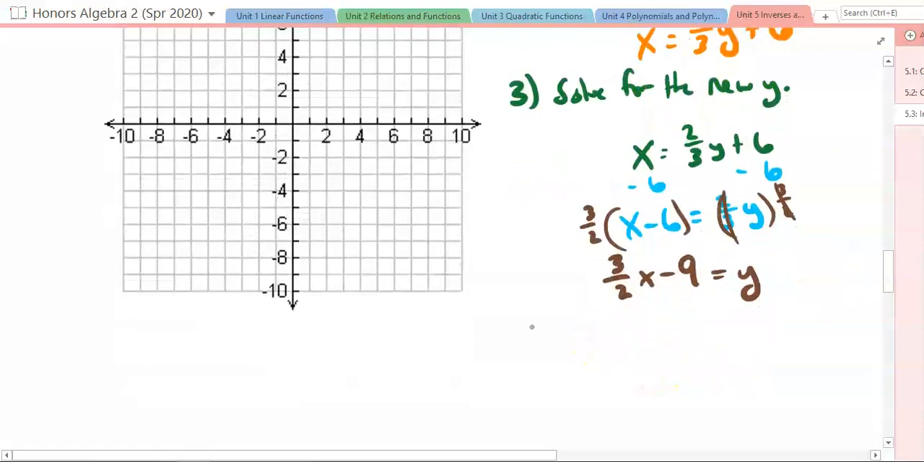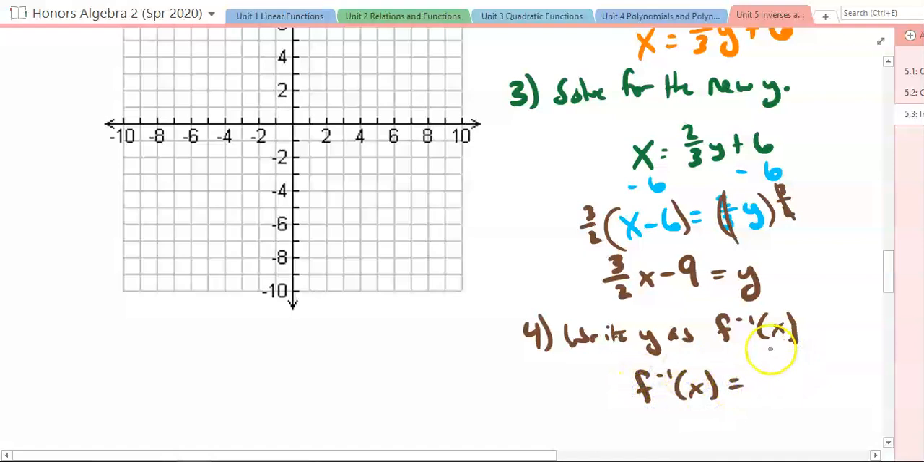The final step, write y as f inverse of x. And so our final step here, I'm going to flip the equation around. F inverse of x is equal to 3/2 x minus 9.